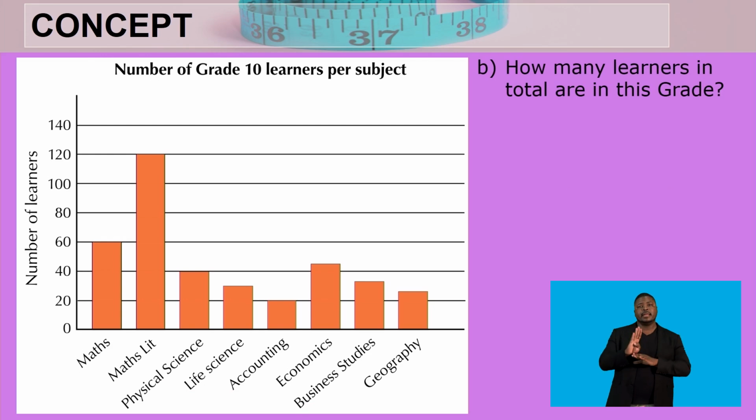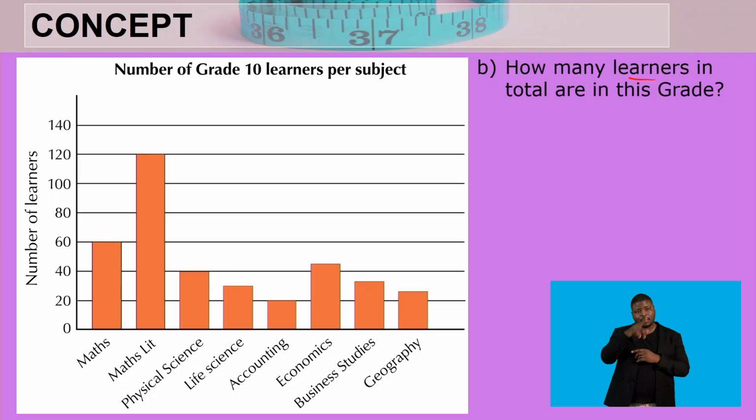Then B says, how many learners in total are in this grade 10? How do we see the total number of learners? We know that with the subject choices that we choose in our schools, there are subjects that you cannot do together with other subjects. For an example, some learners cannot do physical science and maybe economics.